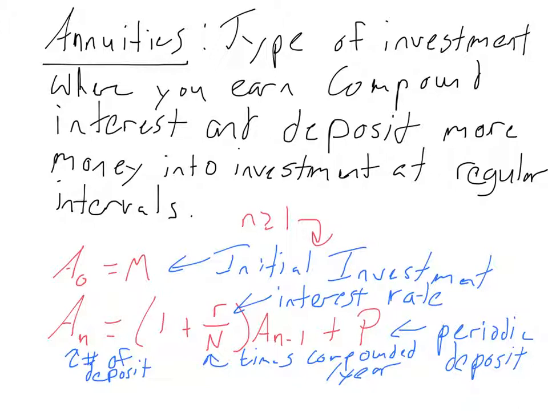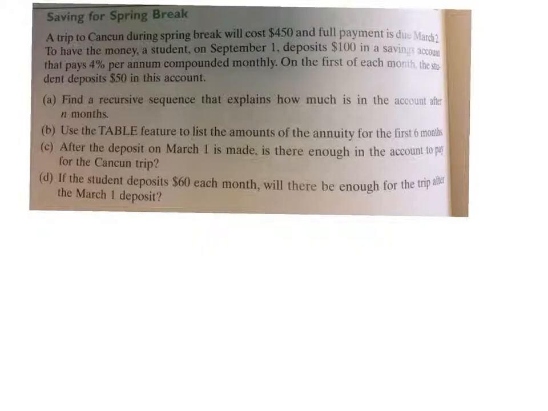Okay, so that's a little bit confusing, so let's go ahead and look at an example to try and make this a little bit more concrete. All right, so let's say you're saving for a spring break trip to Cancun. Awesome, right? Let's say the trip itself costs $450 and you have to pay it by March 2nd. To have the money, a student on September 1st deposits $100 in a savings account, so your initial deposit is $100 that pays 4% per year, compounded monthly.